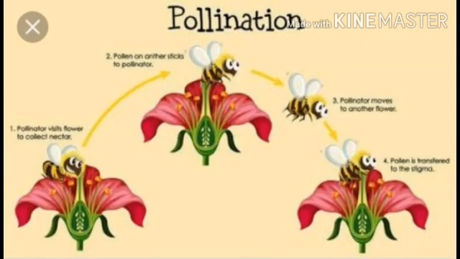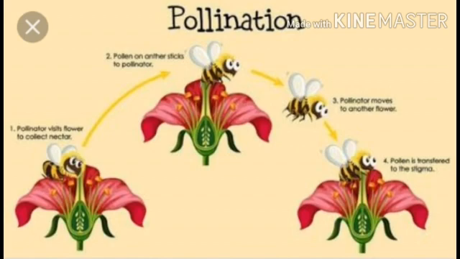So now look here. Number 1, the pollinator visits flowers to collect nectar. Pollinator means honeybee. The honeybee comes to that flower, sits on it, and sucks nectar from the flower. At that time, the pollen grains stick to its legs and wings. When this honeybee goes to another flower, look at the fourth point: pollen is transferred to the stigma of the flower. So that process is known as pollination.